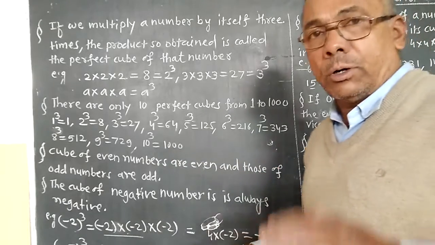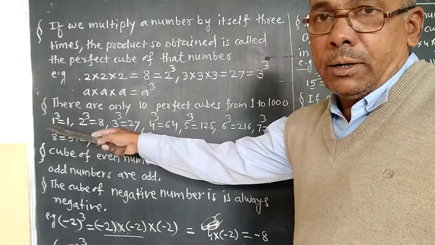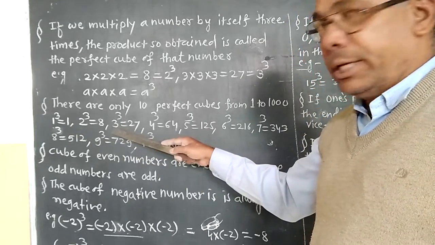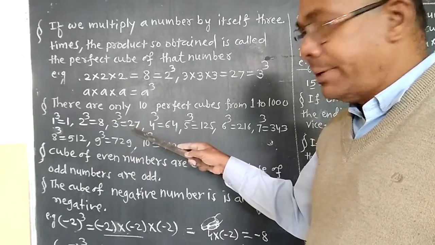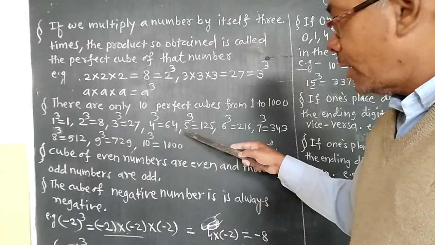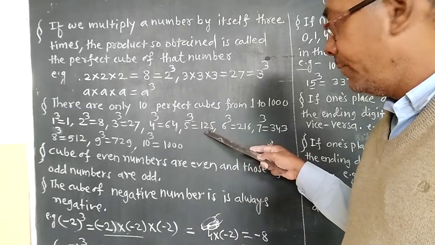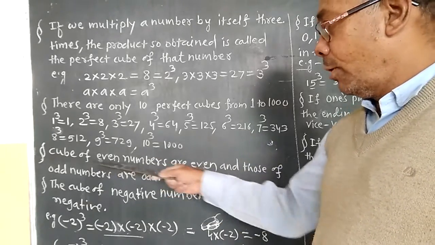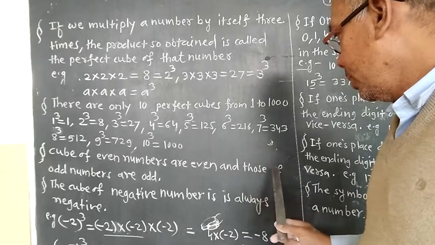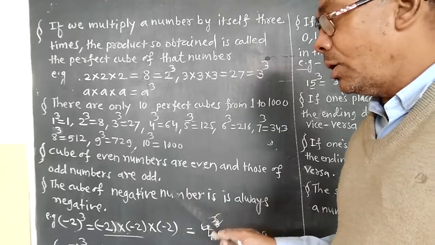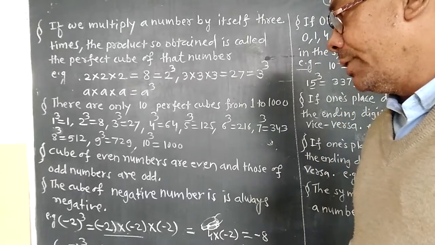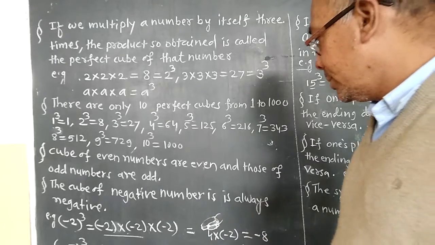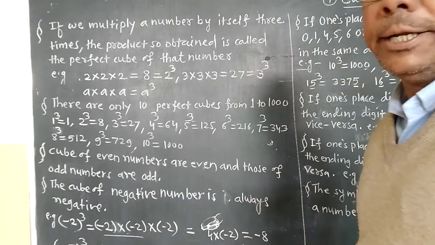Now let us check for odd numbers. Here 1 is odd, and its cube 1 is also odd, or 3 is odd, its cube 27 is also odd. Here 5 is odd, its cube 125 is odd. In this way, we have cube of even numbers are even, and those of odd numbers are odd.